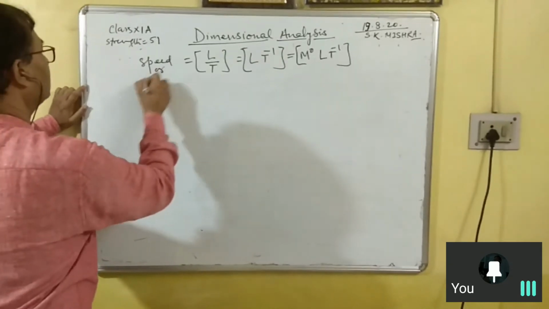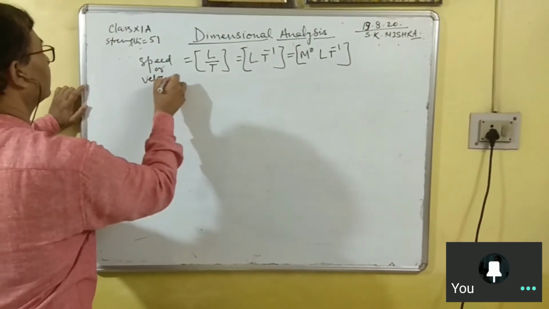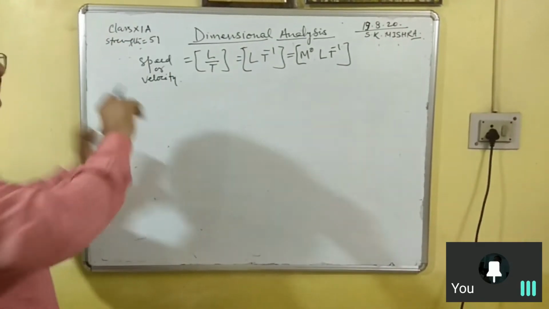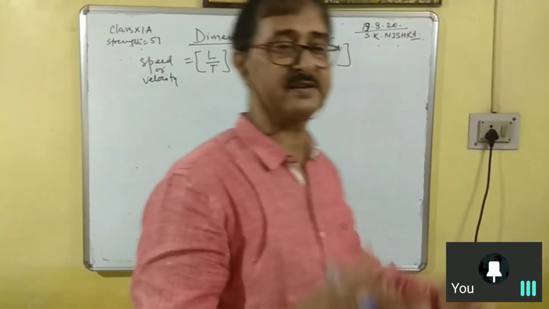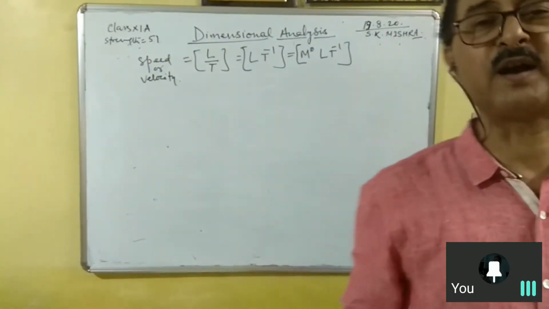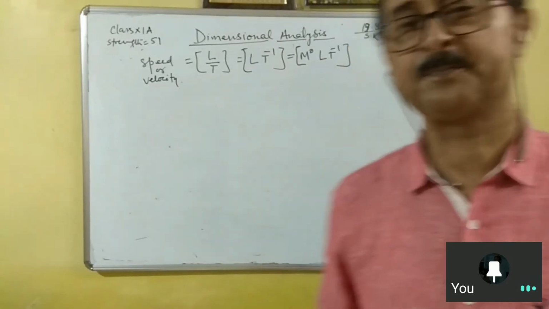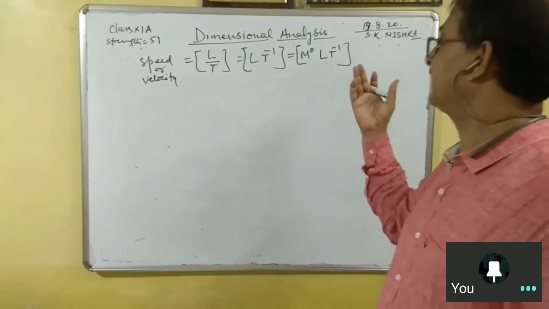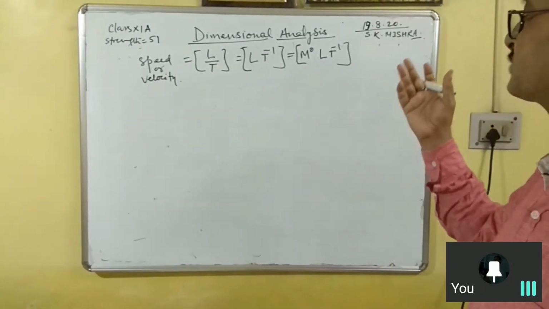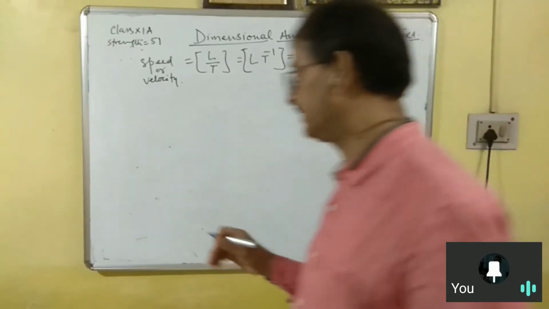Whether it is velocity of light, velocity of an object, or relative velocity, all have the same dimension. That is M raised to 0, L raised to 1, T raised to minus 1. Then acceleration.